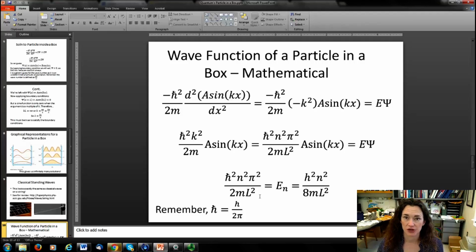Remember, h bar is Planck's constant divided by 2 pi. N is our quantum number, that integer value starting at 1 and going up from there. And m is the mass of my particle, and L is the length of the box. I can plug in for h bar equals h over 2 pi and get an expression just in terms of Planck's constant if I want. You see both expressions kind of interchangeably. If I do that, then I get h squared n squared over 8mL squared, okay? And those two expressions are equivalent. So those are my energies for that.